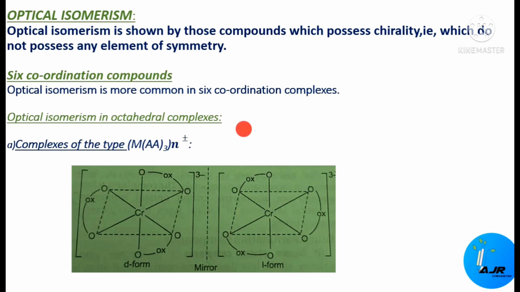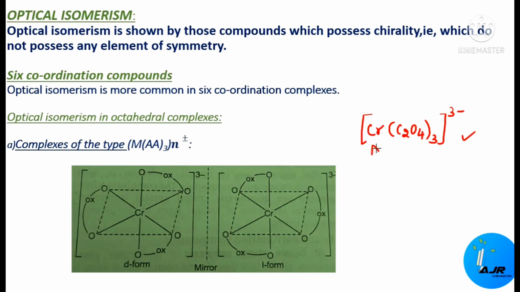Now we are going to see the optical isomerism in the 6 coordination compounds, that are octahedral complexes. The first type is the complexes of the type M(AA)3, where M represents the central metal atom and AA represents the symmetrical bidentate chelating ligands. In this type, the symmetrical bidentate chelating ligands AA are coordinated to the central metal atom. Here I have taken the oxalates. Let me give an example for this category. Cr is the central metal atom, and C2O4 for oxalate. So 3 oxalate ions are here.